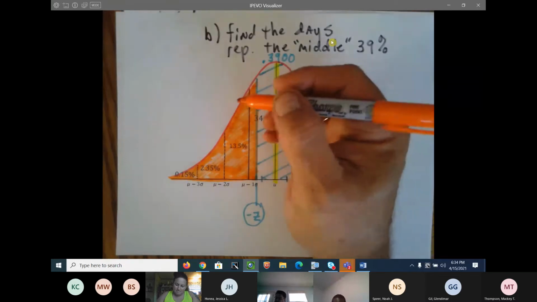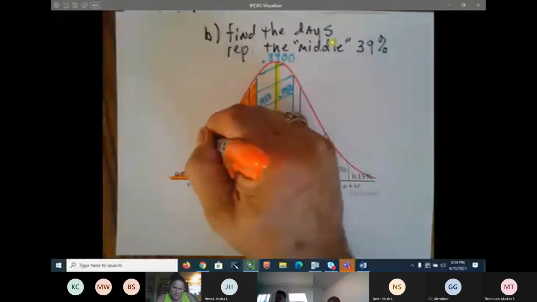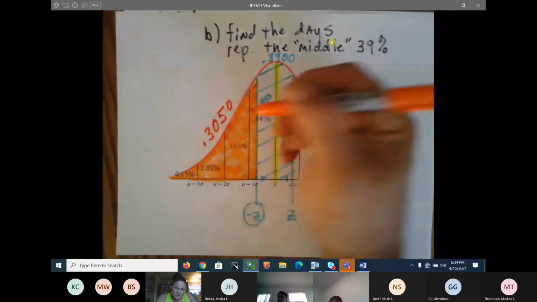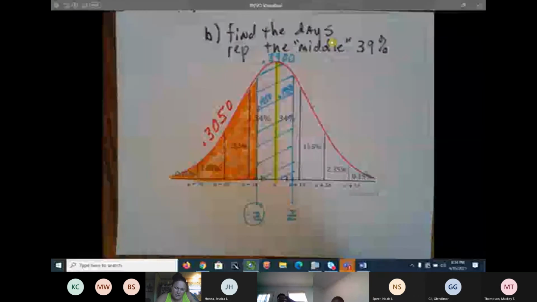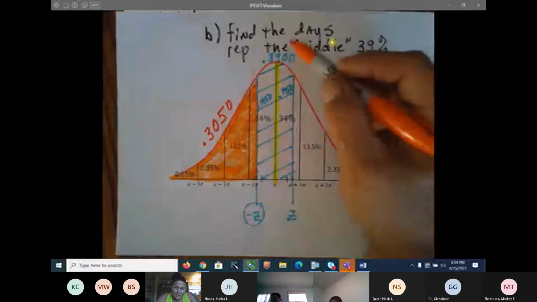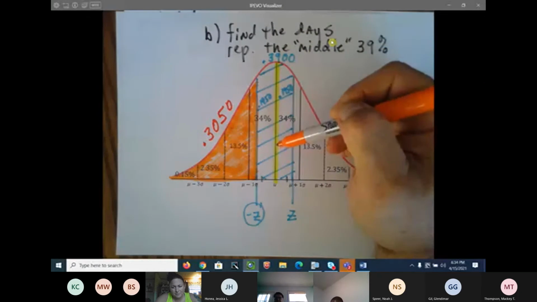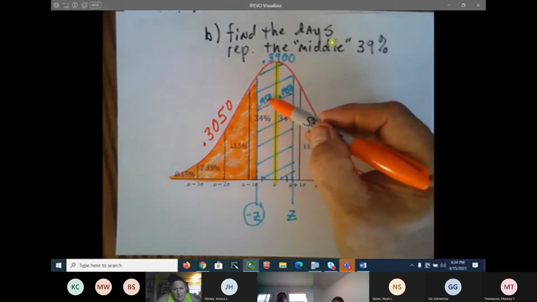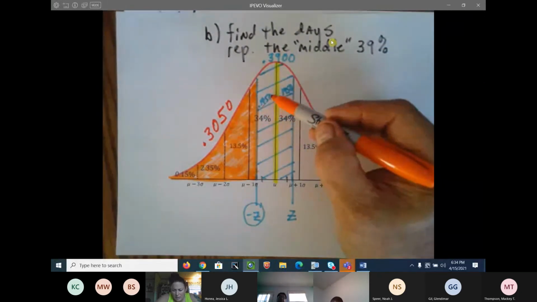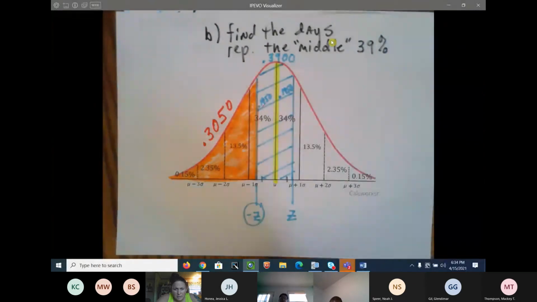0.3050? Somebody check me and see if I'm right. Wait a minute. Ask the question again. You're adding that up. Everybody agrees that the yellow line is 50%. And I know that the blue is 0.1950. So what is the orange? The complement of 50% minus 0.1950.